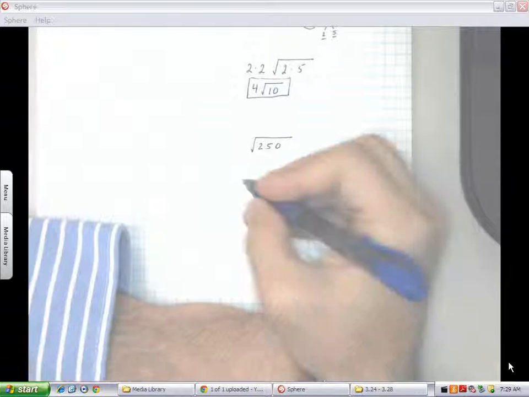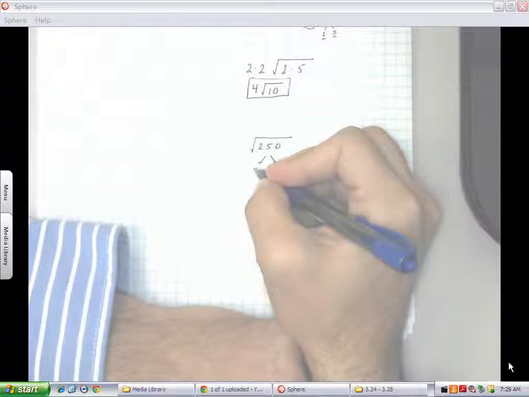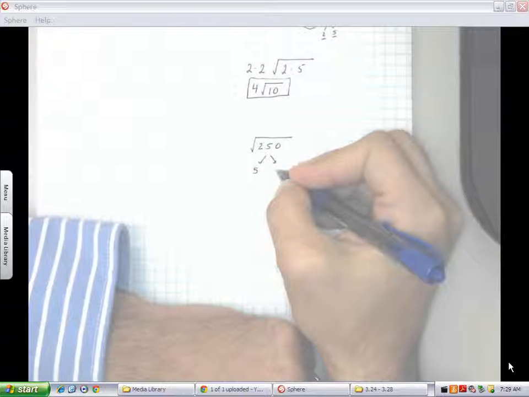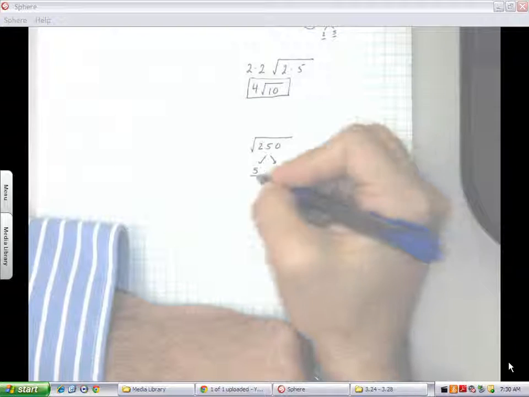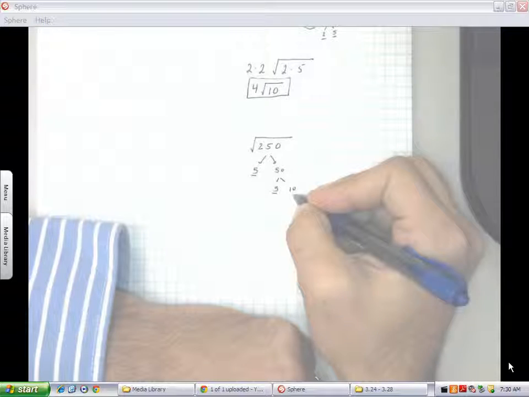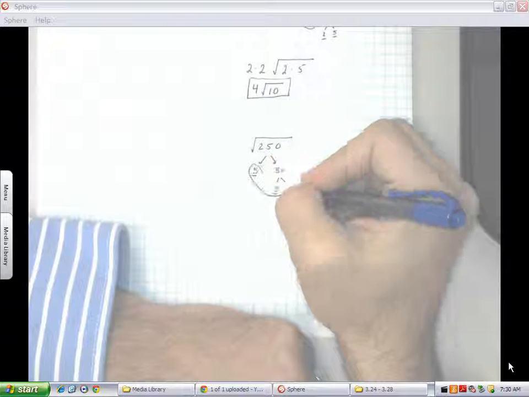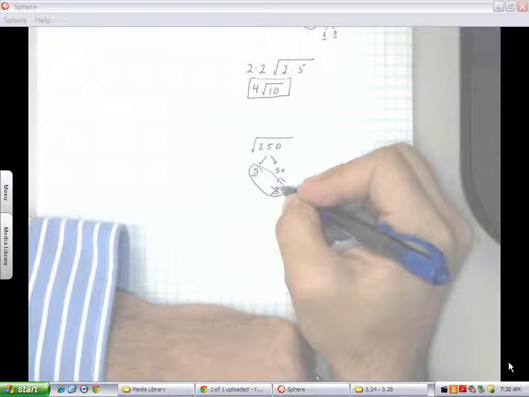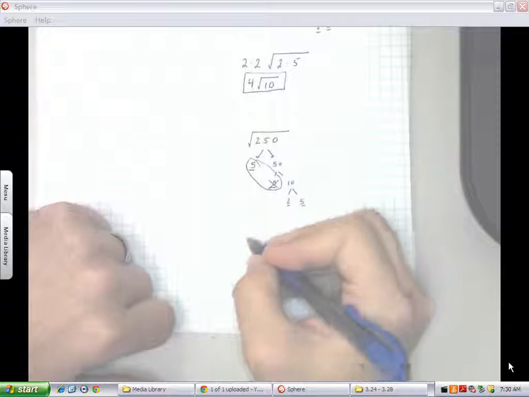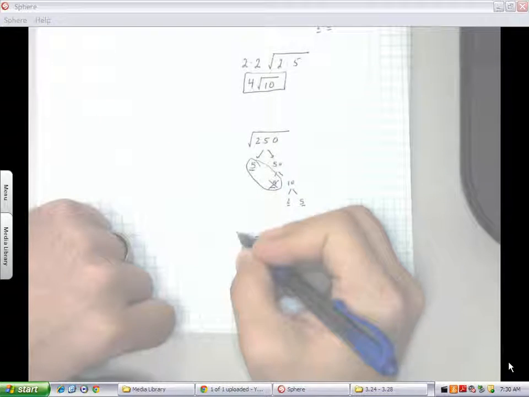So I'm going to break it up into its smaller prisoners first. Let's go with 5 and 50. 5 is prime. 5 and 10. 5 is prime again. 2 and 5. So I have the 2 5s. 1 goes down. 1 gets out. So that reduces to 5 square roots of 10.